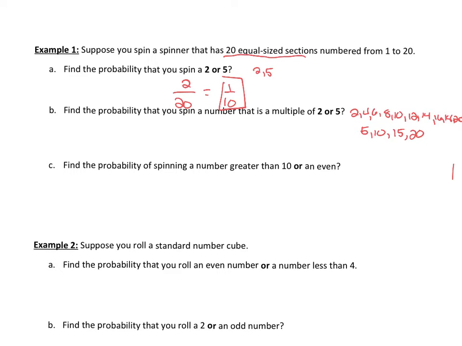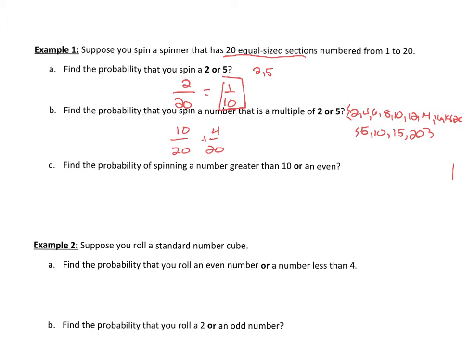When we look at the probability that you spin a number that is a multiple of 2 or 5, well, if you look at the first list, that's your probability of 2, so that would be 10 out of 20. Then the multiples of 5, that's 4 out of 20.